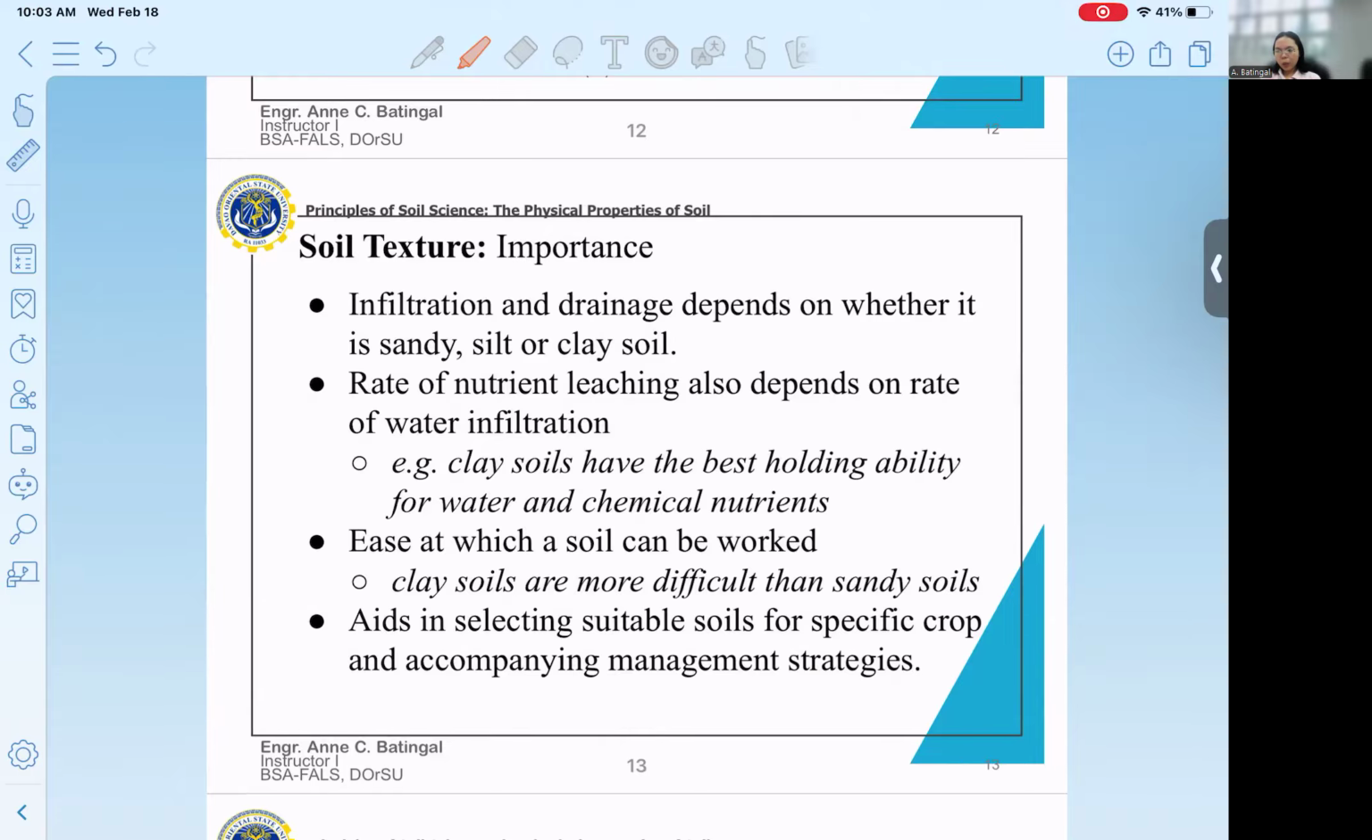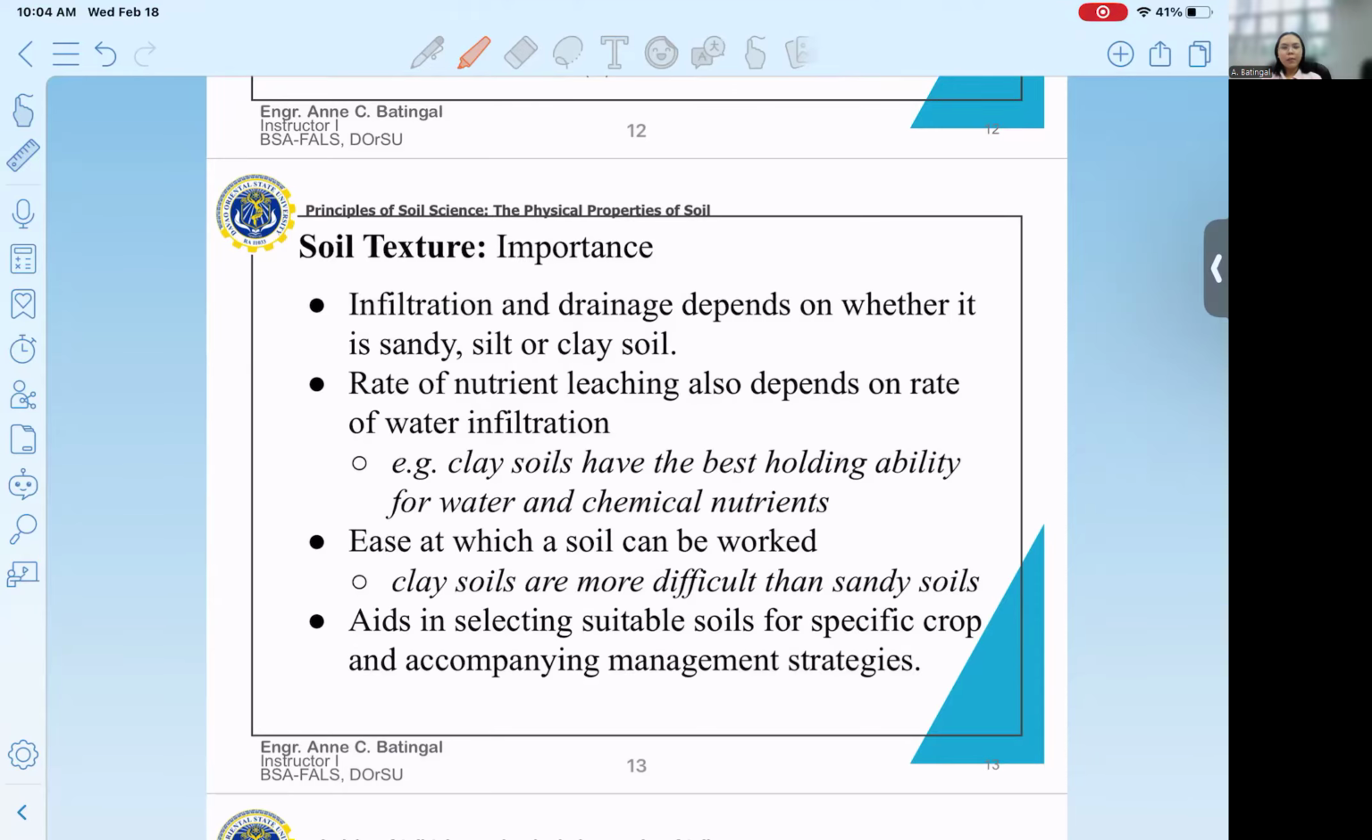Next is the ease with which soils can be worked. Clay soils are more difficult to till than sandy soils. Again, because it can hold much water, it is more compact compared to sandy soils. Lastly, your soil texture aids in selecting suitable soils for specific crops and accompanying management strategies. So it is important to characterize your soil texture so you know what interventions to apply. Say, for example, your soil is sandy, so the aeration is good; you amend it by adding clay soils and other substances.